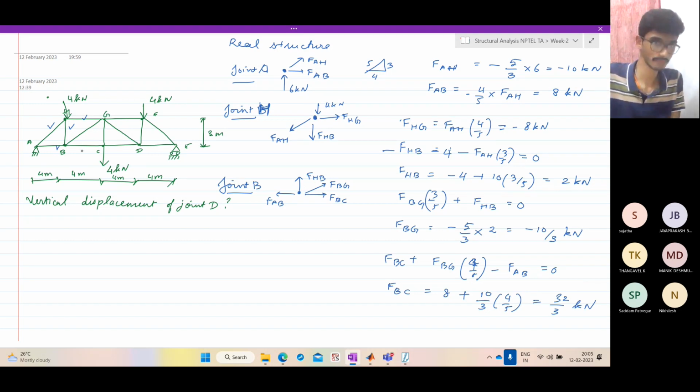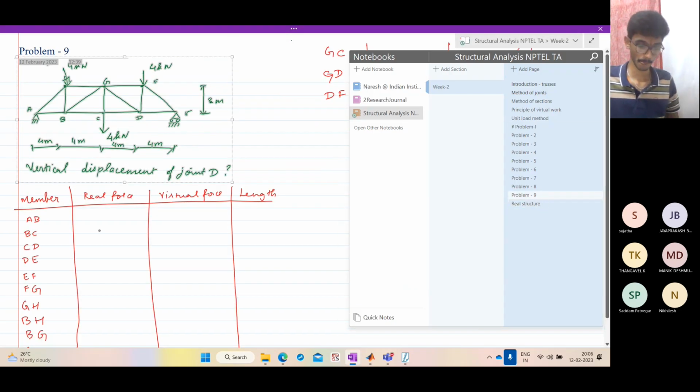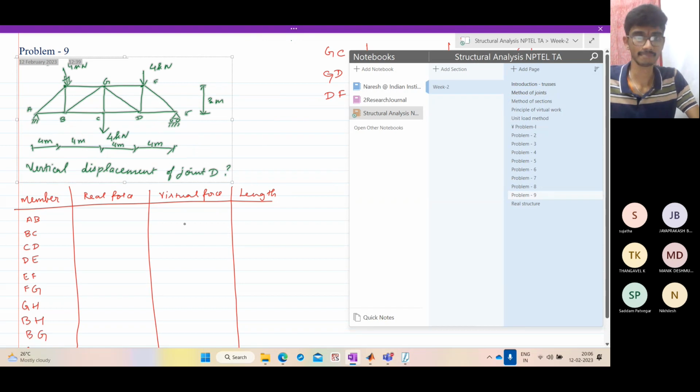So we got this also. Now we have the last one, which is GC. GC is very simple. It will just have 4 kilonewtons. Now let us fill in the table. Okay, let me fill it in.